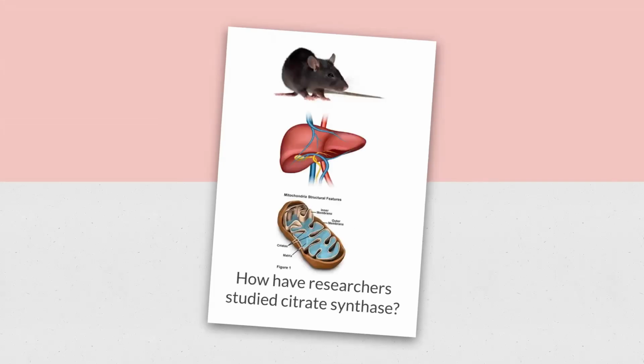So how have researchers studied citrate synthase? Well, there's been a variety of ways, through kinetic assays, X-ray crystallography, and structural modeling. These approaches have revealed how substrate binding and enzyme conformation change in harmony during catalysis. They've also looked at rat liver mitochondria and how citrate synthase reacts in these cells.